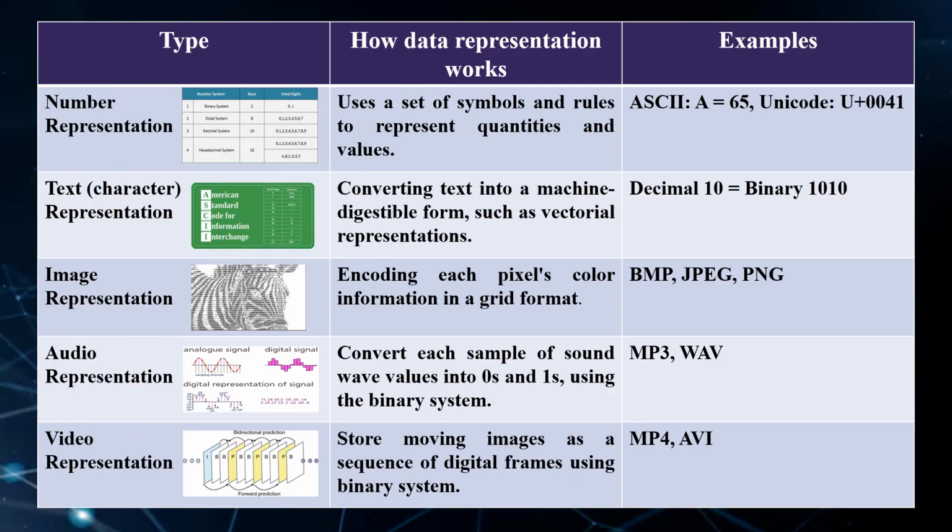Number representation. Number representation is a set of symbols and rules to represent quantities and values. Text representation. It converts text into machine-digestible forms such as vector representations. Image representation is encoding each pixel's color information in a grid form.